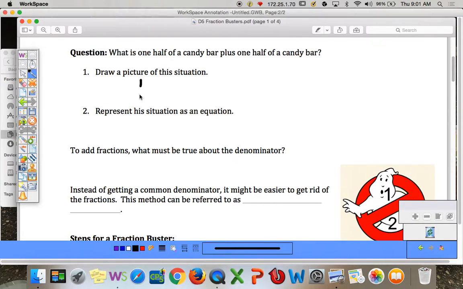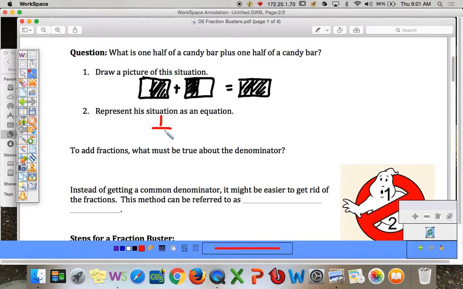All right, so let's draw the situation. So we have 1/2 of a candy bar is this guy, plus another half of a candy bar. I'll do this half. If we put them together, that equals 1 whole candy bar. Represent the situation as an equation.